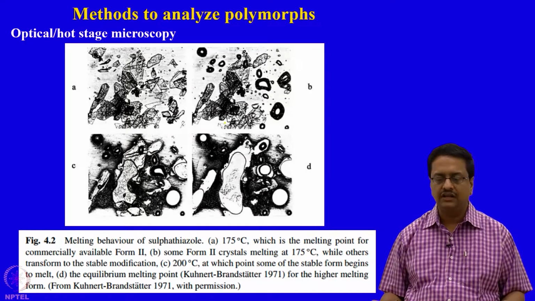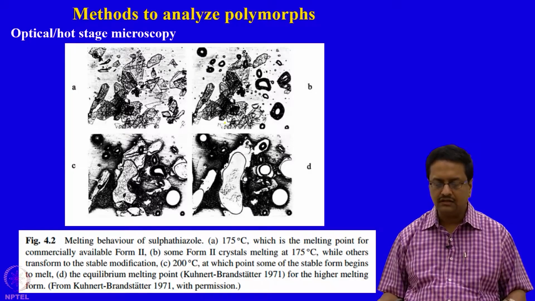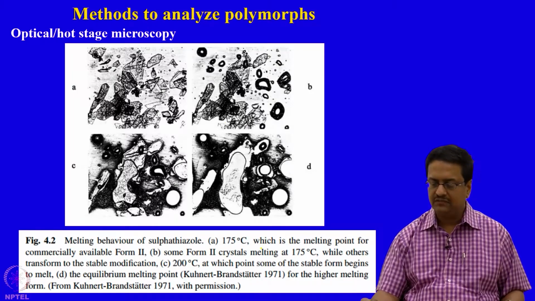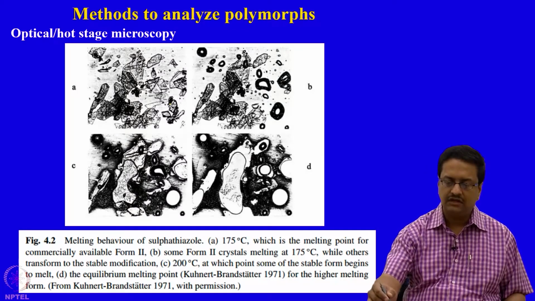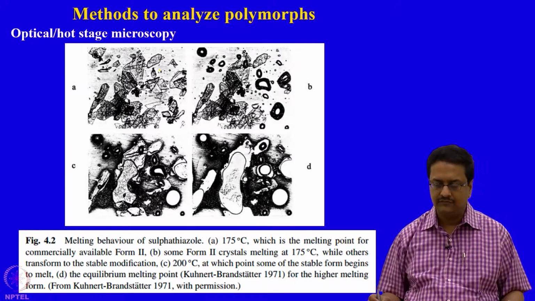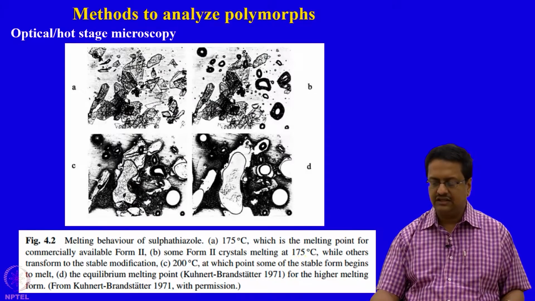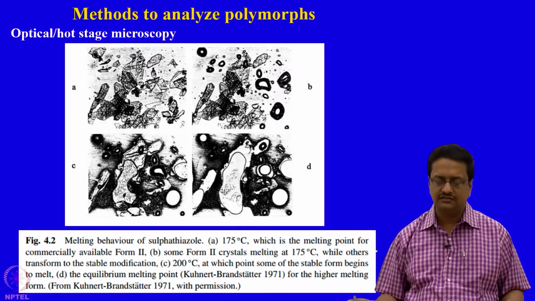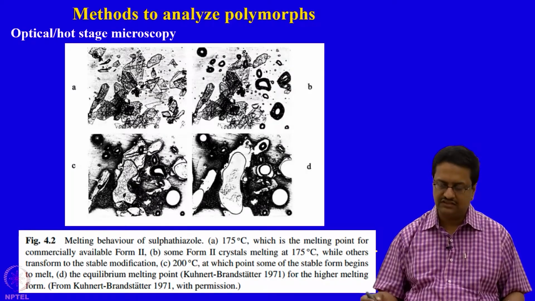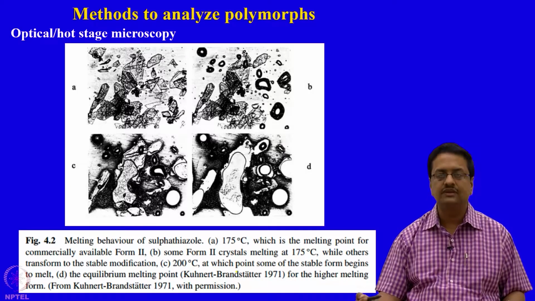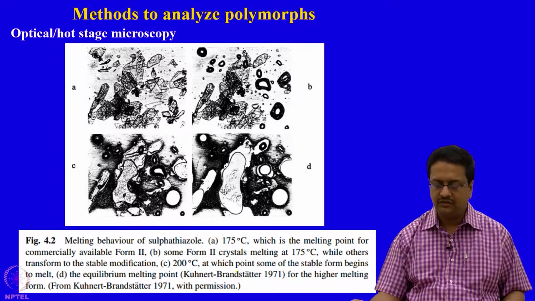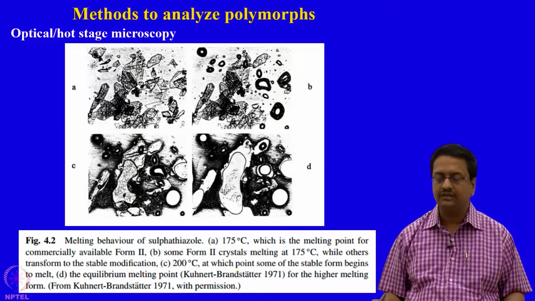One of them is optical or hot stage microscopy. What we can see here is the compound sulfathiazole. In figure A, at 175 degrees, which is the melting point of the commercially available form 2, one particular phase has started melting. Some form 2 crystals melt at 175 degrees C, while the others transform to a stable modification, and then at 200 degrees centigrade some of the stable forms begin to melt, and at D the equilibrium melting point of the higher melting form.